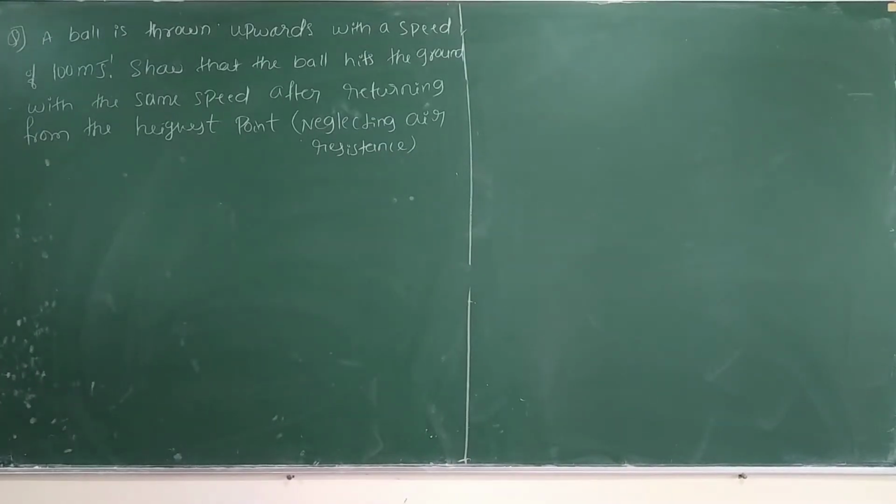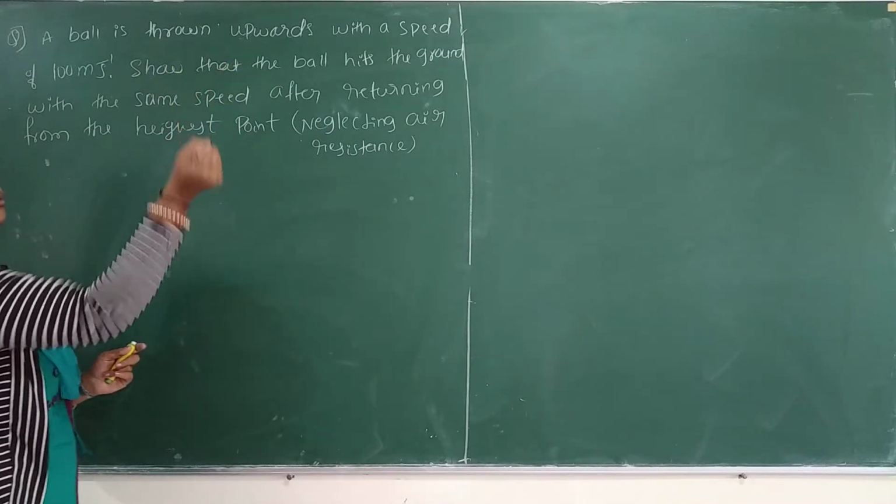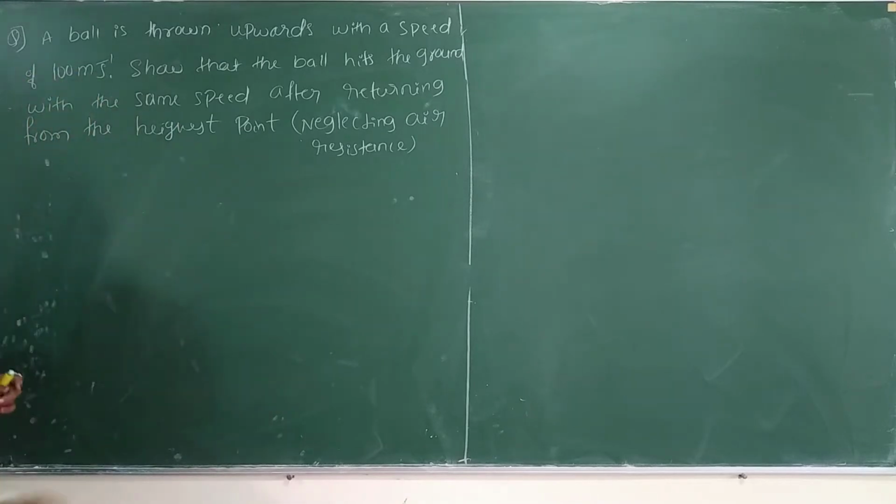Yes, dear students, go for next question. A ball is thrown upwards with a speed of 100 meter per second. So there is a ball, it is thrown upward with a velocity of 100 meter per second, that is the initial velocity. Next, show that the ball hits the ground with the same speed after returning from the highest point.